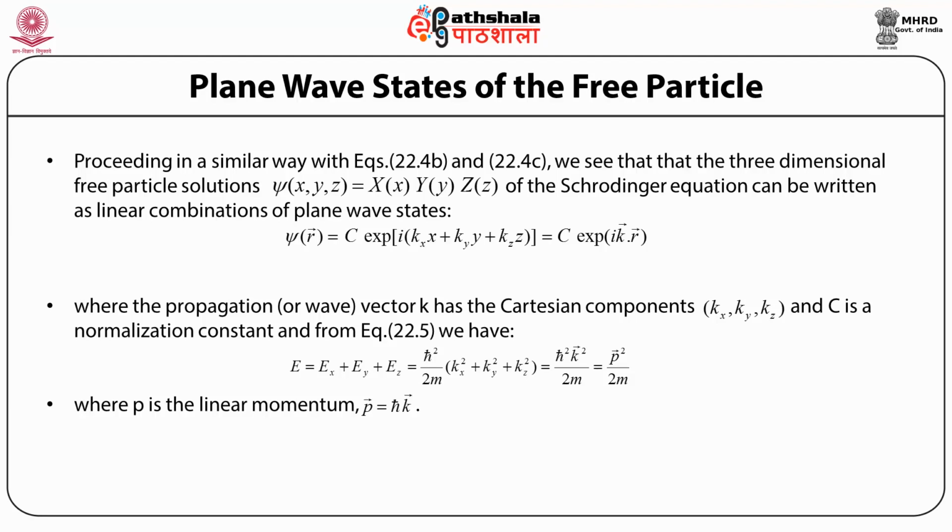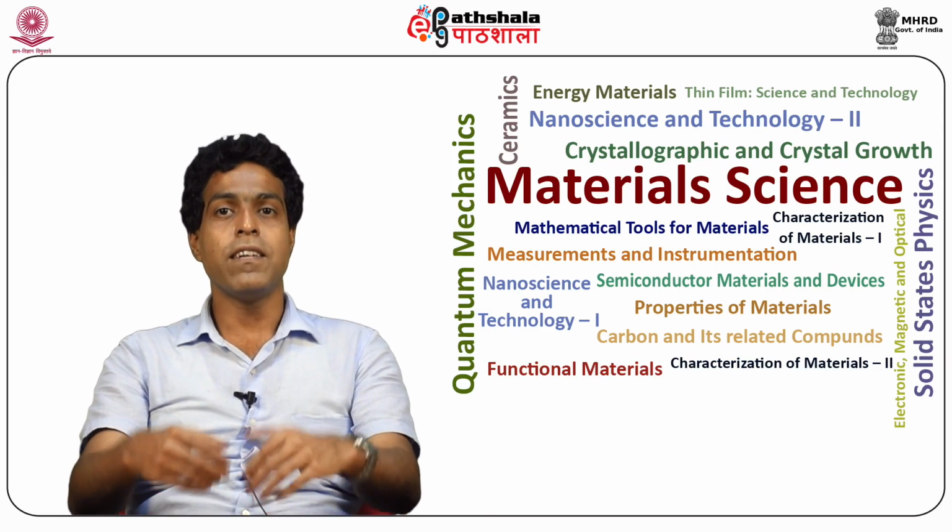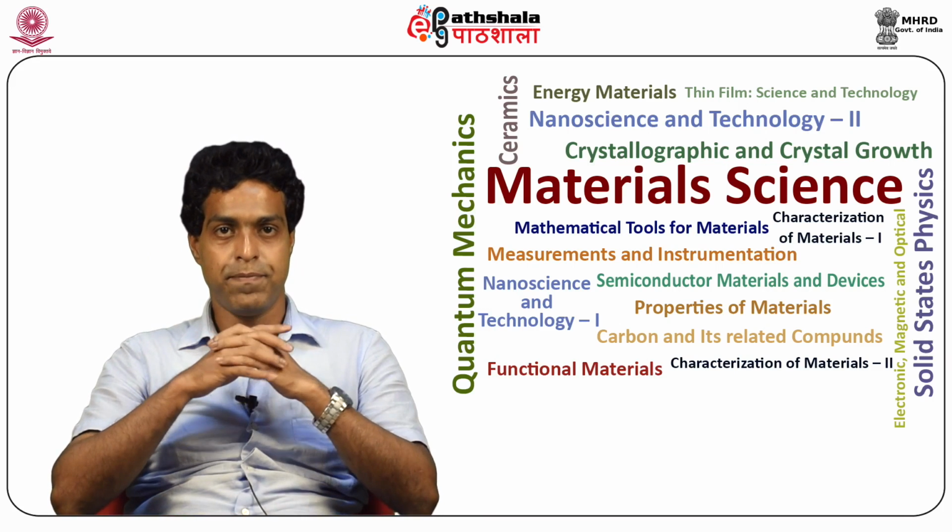the normalization constant. And from equation 22.5, we have E equals Ex plus Ey plus Ez, which equals h bar square by 2m into (kx square plus ky square plus kz square), which is equal to h bar square k vector square by 2m, or p vector square by 2m, where p is the linear momentum. It is given by vector p equals h bar into vector k. Plane wave states are simultaneous eigenfunctions of energy and momentum.